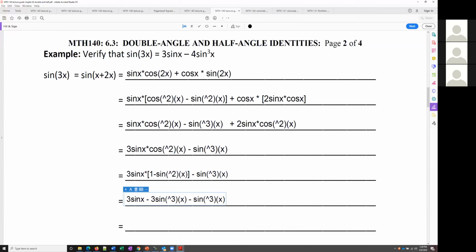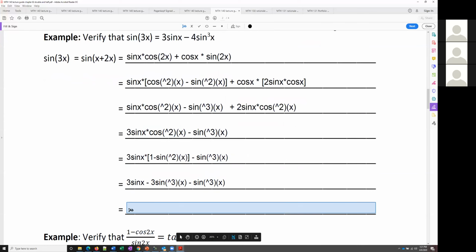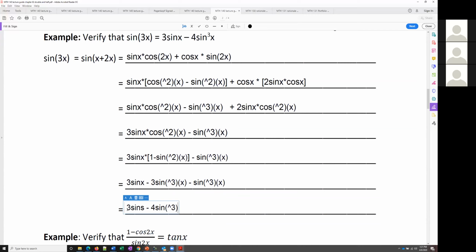I'm almost there. I've got everything down in terms of sines now. I've gotten rid of all the cosines. It doesn't quite look like the answer I want it to look like. I do have the 3 sine x. And if you look at these, this is 3 sine cubed, and this is sine cubed. So those are like terms that we can collect together. So this will give me 3 sine x minus 4 sine cubed of x. Did anybody have any questions on that one? Okay.